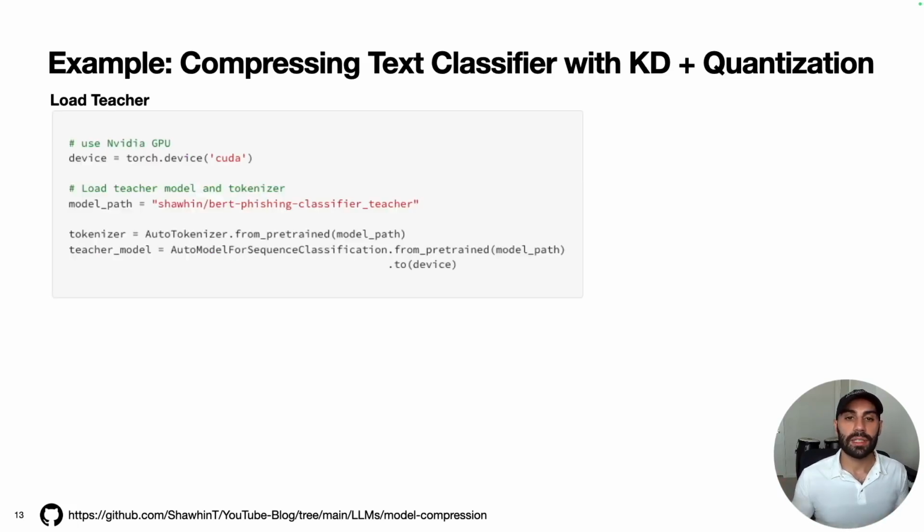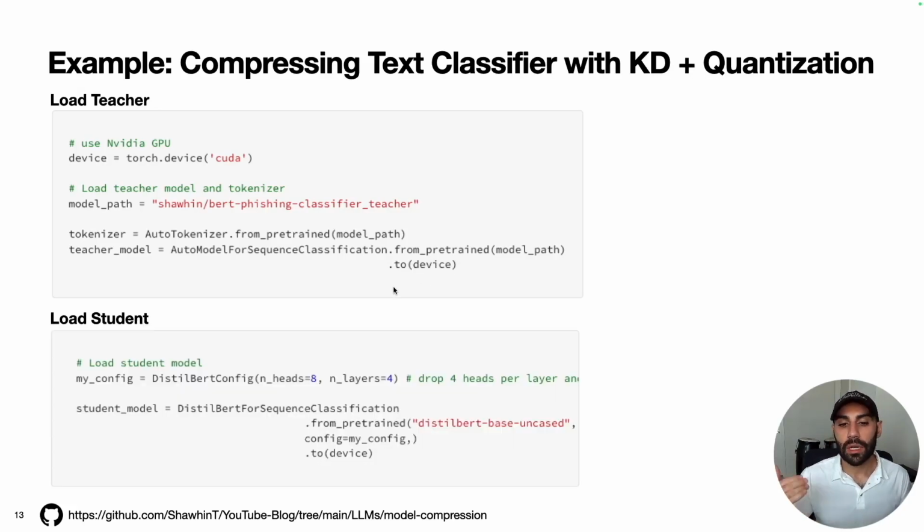With the data loaded in, we'll load in our teacher model. Here, to speed things up, I used the freely available GPU on Google Colab. So I'm importing that GPU as a device here. Next, I'm going to load in the teacher model, which is a model I fine-tuned on this phishing classification task. We can load in the model's tokenizer and the model itself using these two lines of code here. And then using this to method, I'm loading the model onto the GPU.